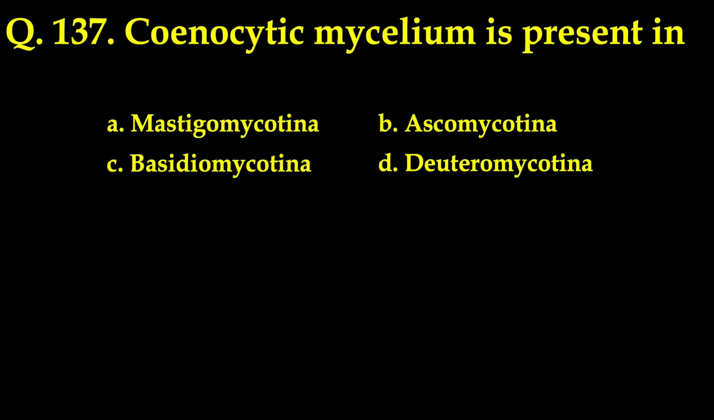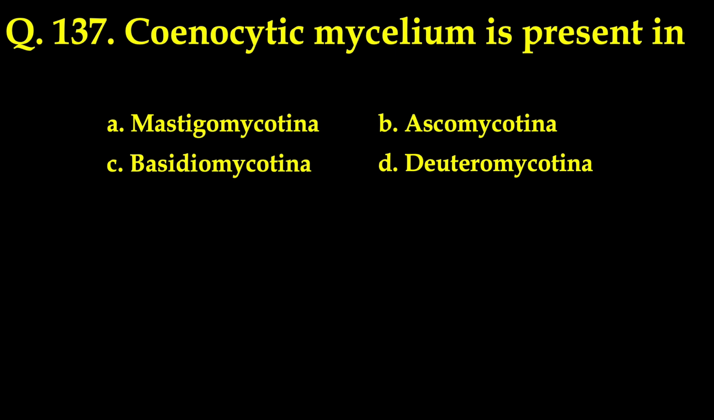This is an interesting question. Coenocytic mycelium is present in... there are 4 options: Mastigomycotina, Ascomycotina, Basidiomycotina and Deuteromycotina. Before answering this question, let us understand that the mycelium of Basidiomycotina, Ascomycotina and Deuteromycotina can be either aseptate or septate. The mycelium of Basidiomycotina and Ascomycotina are always septate. The mycelium of Deuteromycotina can be either aseptate or septate.